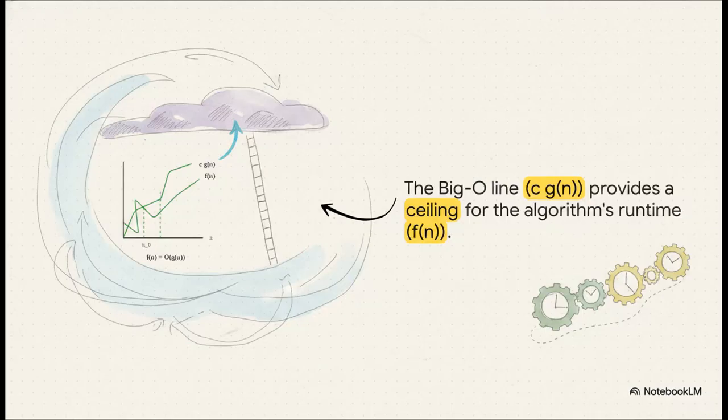It's all about being a professional pessimist, planning for the worst possible day. This graph shows it perfectly. See that wiggly line? That's the actual, messy, real-world runtime of some code. Now look at that smoother curve above it. That's the Big O. Notice how after a certain point, the Big O line is always above the real runtime? It acts like a ceiling. It's a guarantee that says, hey, no matter how messy it gets, your performance will never be worse than this.